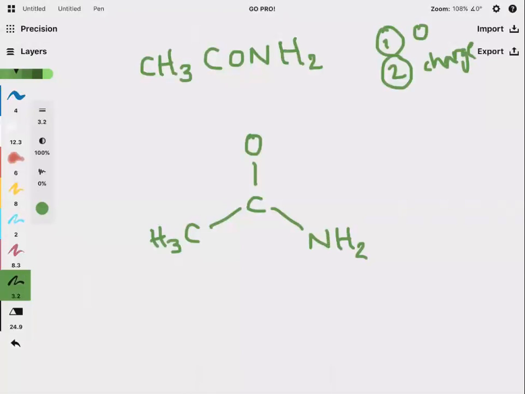So does our central carbon follow the octet rule? No, it does not. Here's 2 electrons right there, that's 2. Here's 2 more right there, that's 4. There's 2 more right there, that's 6. But carbon is one of our CNOFs. 6 is not good enough. 6 does not equal 8. Only 8 equals 8.